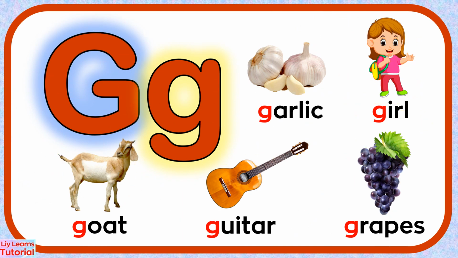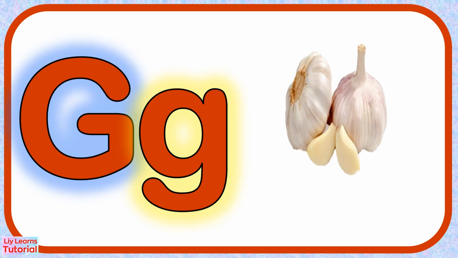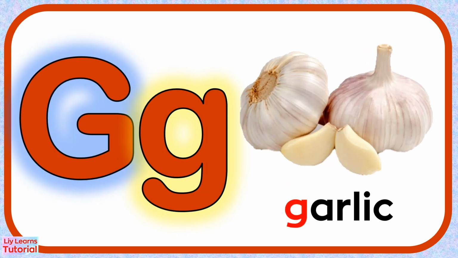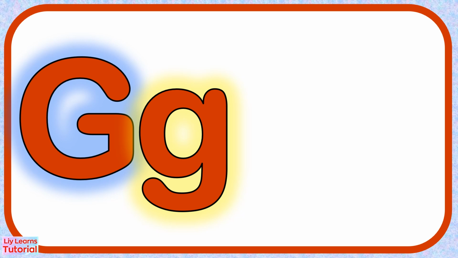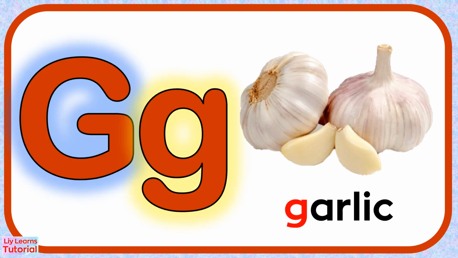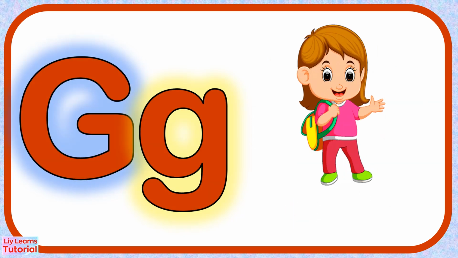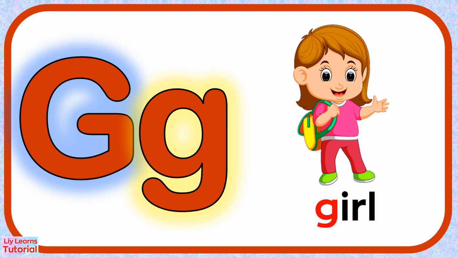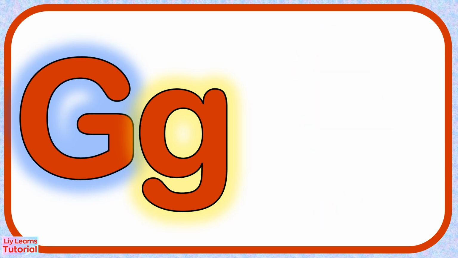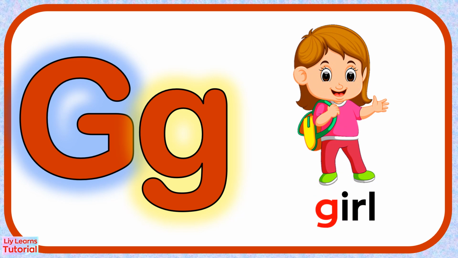Let's study the different vocabulary words with initial G sound. G, garlic. G, garlic. G, girl. G, girl.